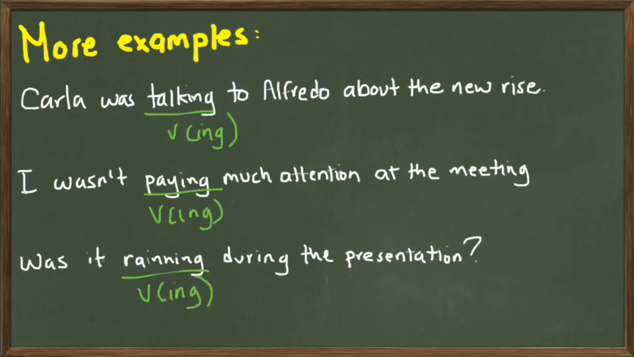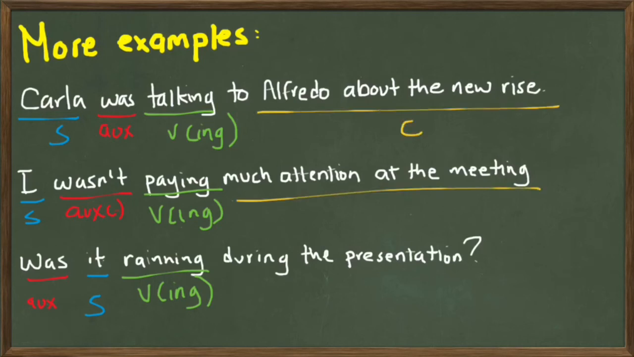We always have a subject, Carla, I, and it. Subject, subject, subject. And also, we always have the verb to be. Well, I'm going to use it as an auxiliary, but because it is also an auxiliary, in this case negative, because it wasn't. And again, the auxiliary. Once again, don't forget that the rest of the sentence is your complement.